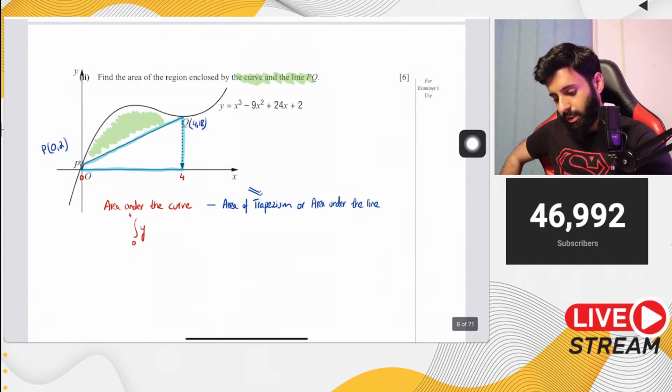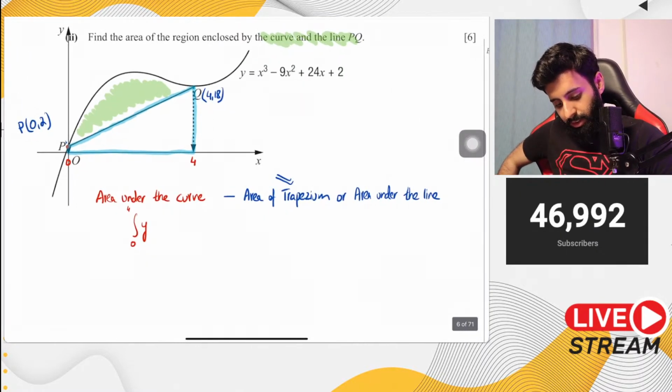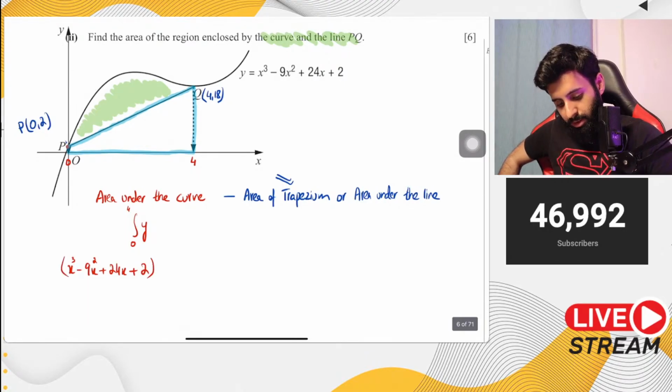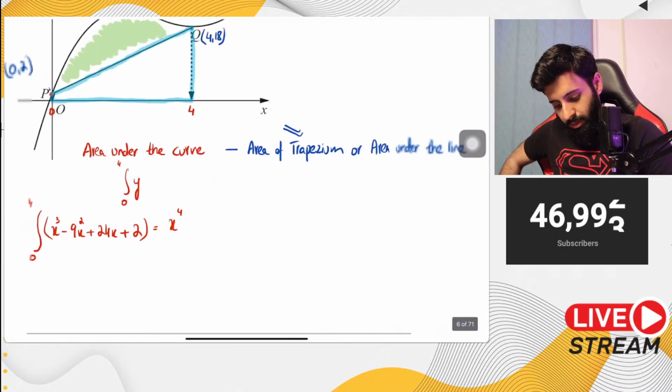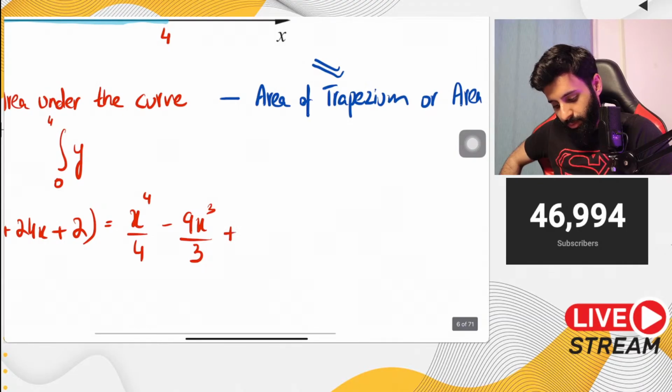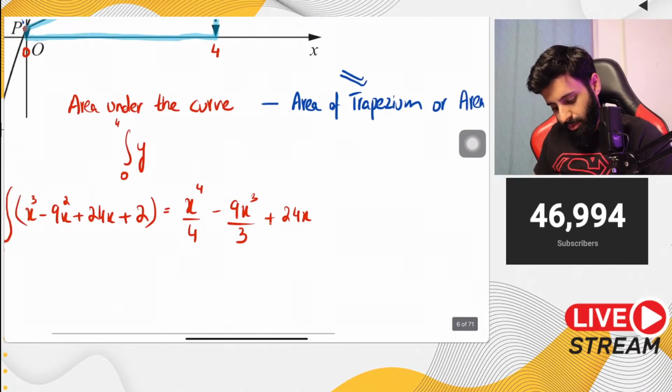Okay, so now let's begin the integration part. What we are integrating is x cubed minus 9x squared plus 24x plus 2, and we're integrating this within the limits 4 and 0. So how would you integrate x cubed? It's going to be x to the power 4 upon 4, minus 9x cubed upon 3, plus 24x squared upon 2.